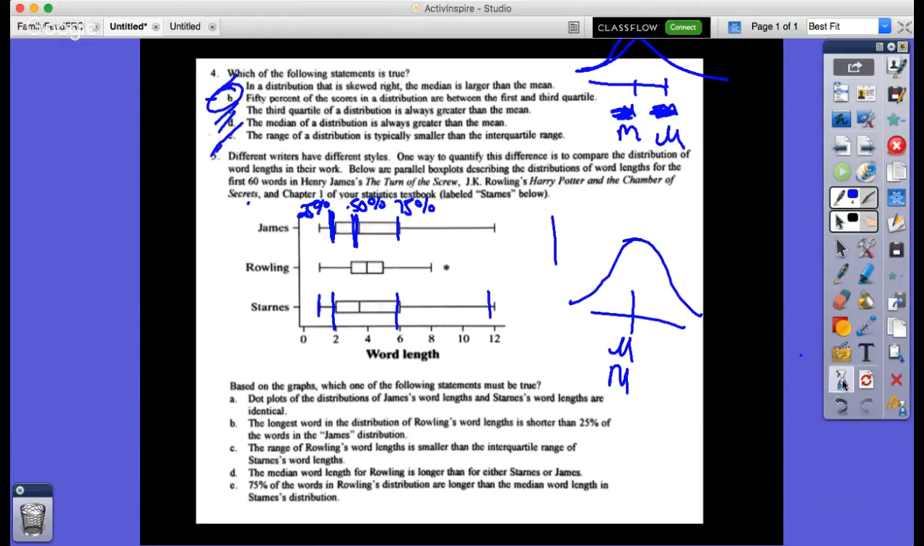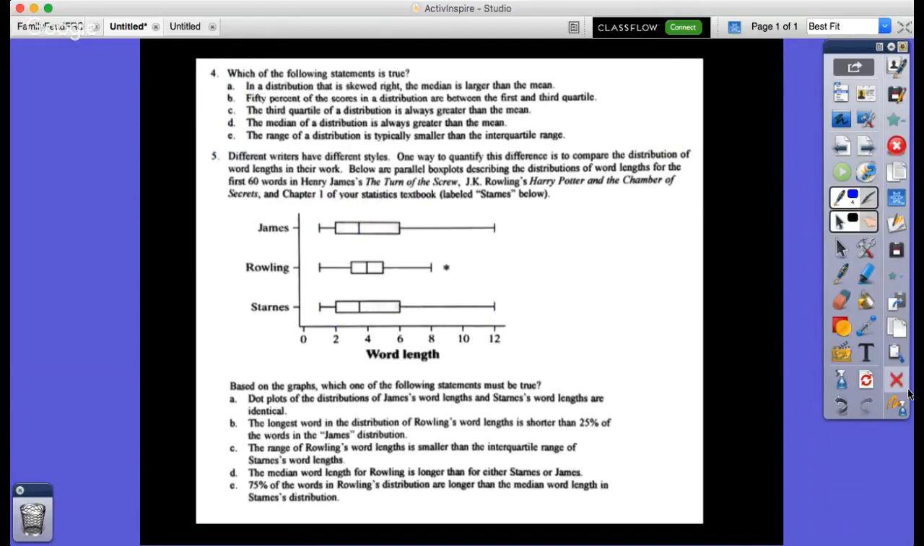Okay? Let's go to number 5. Different writers have different styles. The lower parallel box plot is describing the distribution of word length. It says chapter 1 from the chapter 1 of statistics textbook. Hold up. Oh, okay. So this is from the statistics textbook, and these two are like novels, right? So what is it saying?